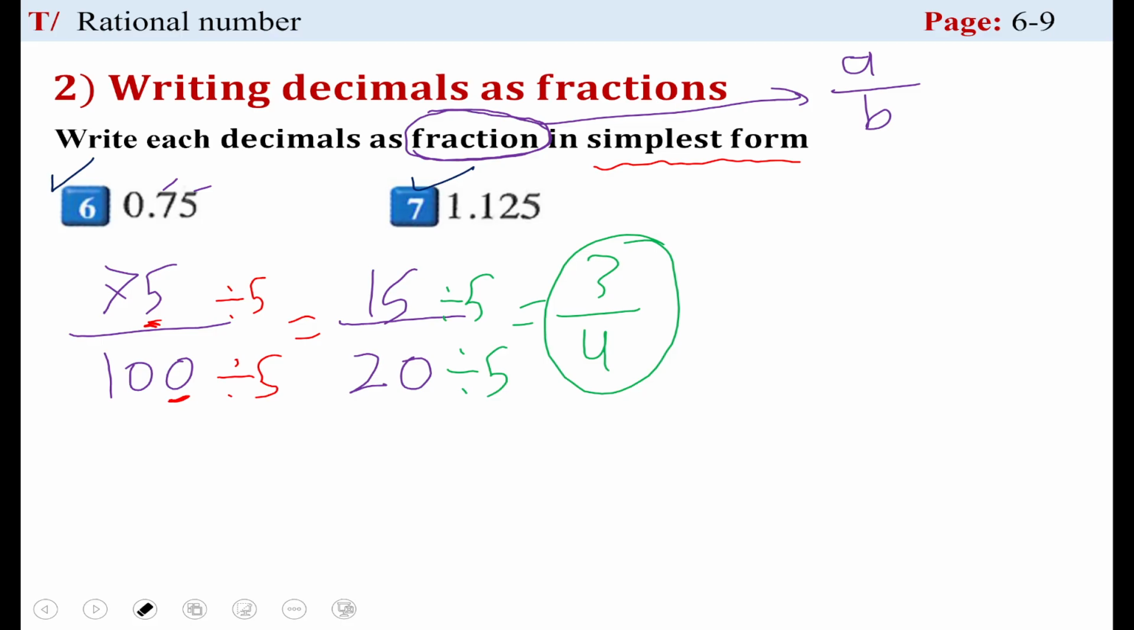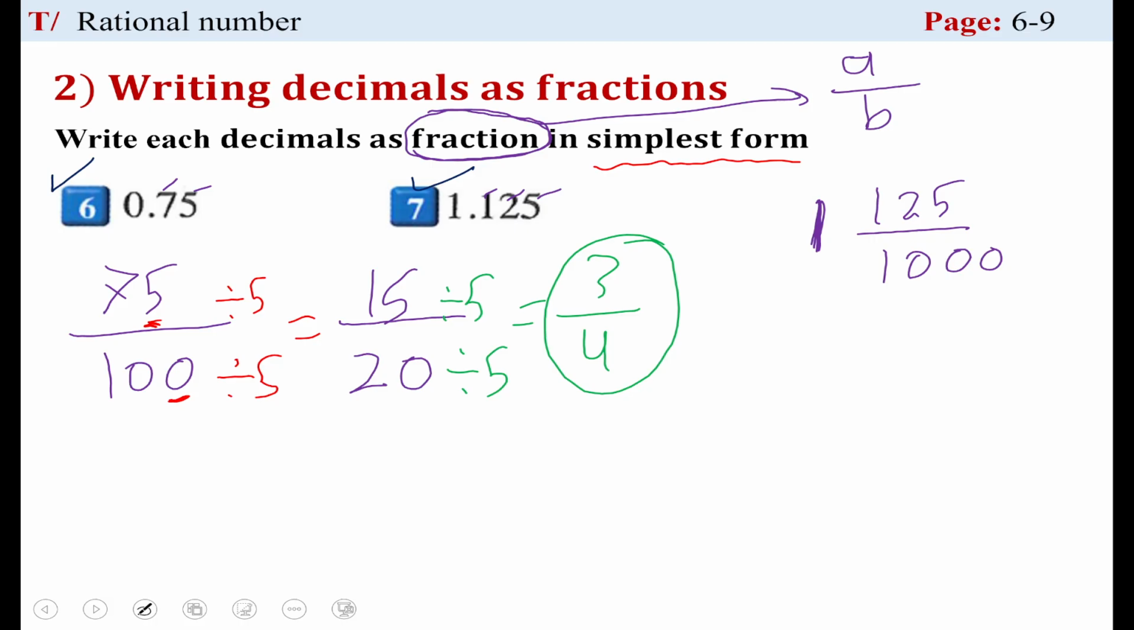Question 7, 1.125. Remove the point. I will write the whole number next to the fraction, 1, and 125 out of, let's say, how many digits? 1, 2, 3.